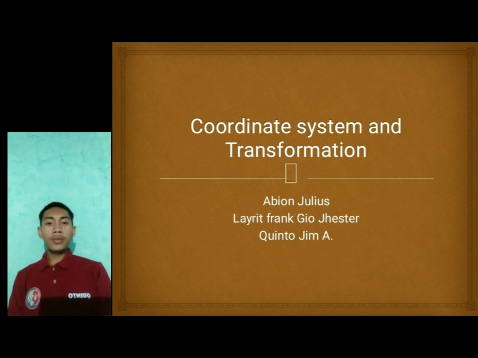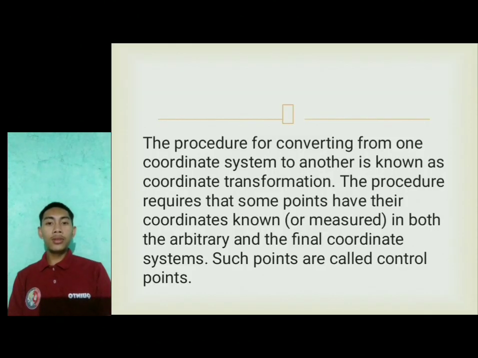Coordinate System and Transformation. The procedure for converting from one coordinate system to another is known as coordinate transformation. The procedure requires that some points have their coordinates known or measured in both the arbitrary and the final coordinate system. Such points are called control points.